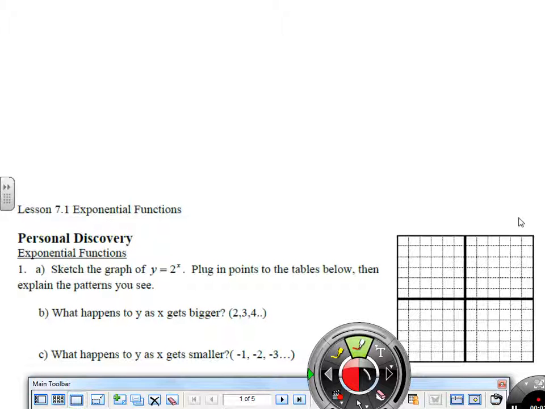Okay, good. So we're going to graph this function. It has x in the exponent. Everybody should be doing this right now. You should have out a piece of paper. This is your notes. Let's go. So you're graphing y equals 2 to the power of x.